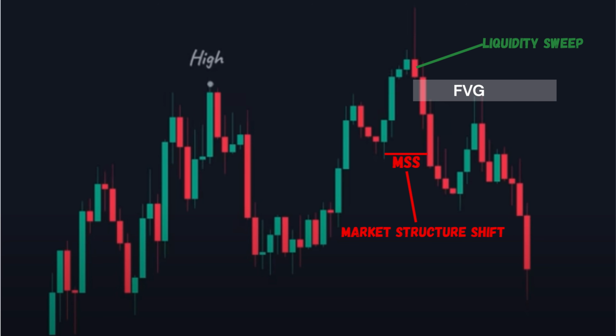Remember, this model only works when all 3 of these pieces align perfectly. If even one is missing, no trade, no matter how clean it looks.